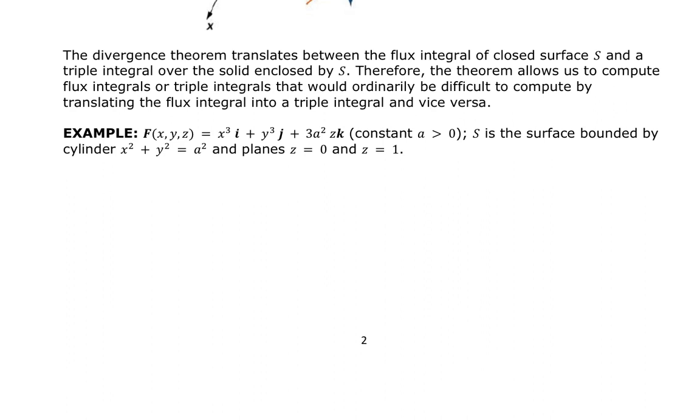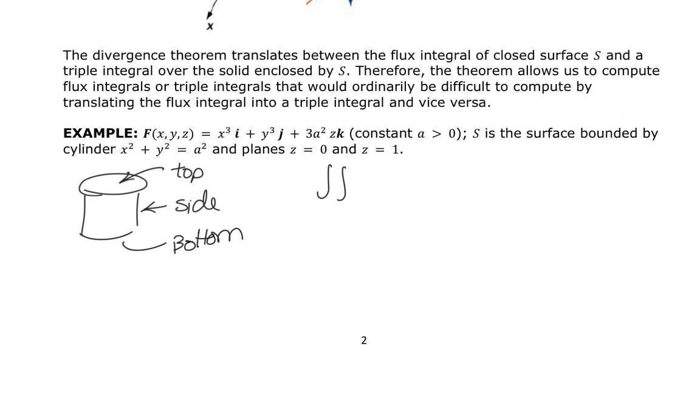So I'm looking at a cylinder. Here's my cylinder. It has a top. I call this the top. It has a bottom. And it has this side. It's like a tin can, if you will. So the divergence theorem says that I can find, let F be this vector field, S is a surface bounded by the planes, and I want to find this surface integral.